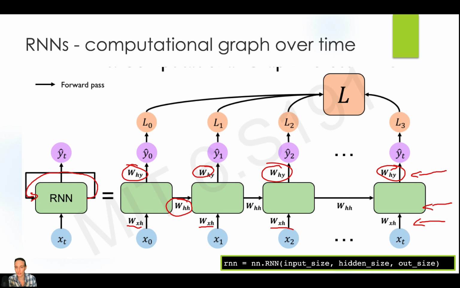Finally, from the output predictions for each time step, we can calculate a loss function at each time step, and the sum of all loss functions forms the total loss L. In PyTorch, whenever we want to include a recurrent neural network layer, we can just use this RNN command when we're defining our network. Interesting here is that we also need to specify the hidden size.